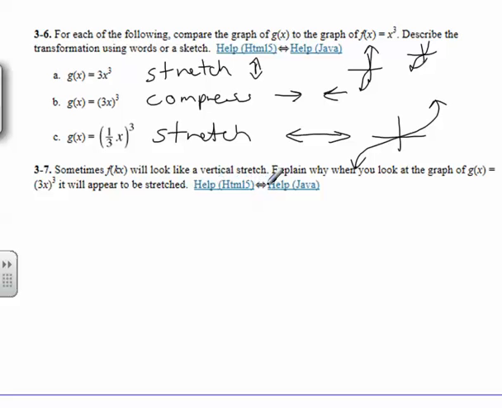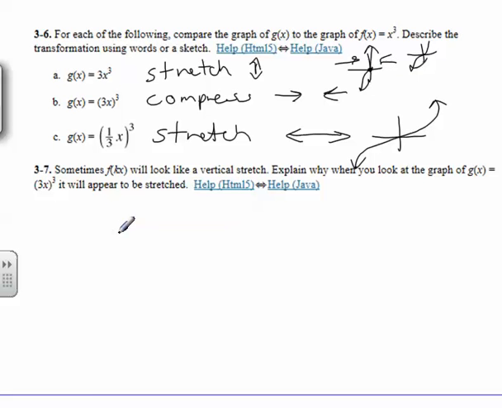Okay, sometimes the function with a k in front of the x will look like a vertical stretch. Explain why when you look at the graph of g of x equals 3x to the third, it will appear to be stretched. Well, just kind of what I was talking about right there. If you look at the stretch, doesn't it look narrower in addition? It looks compressed and stretched at the same time. And it's the same because the vertex is at 0, 0. If the vertex were in a different place, it would be a different thing happening.